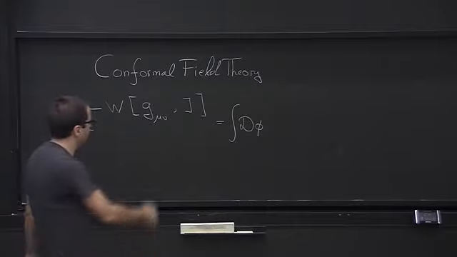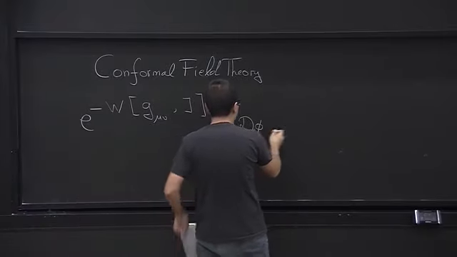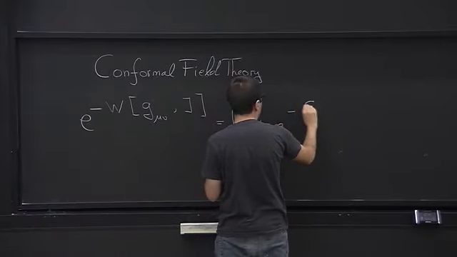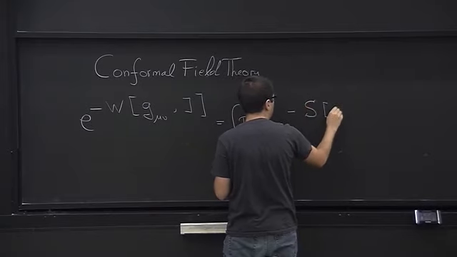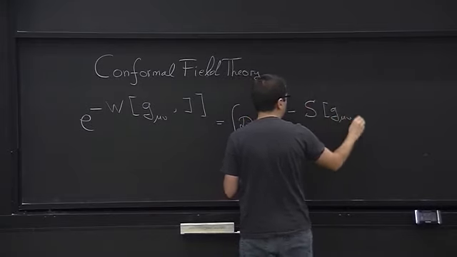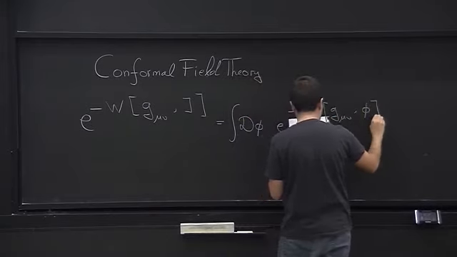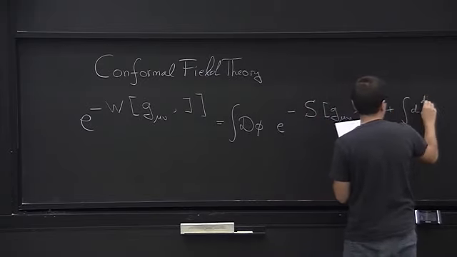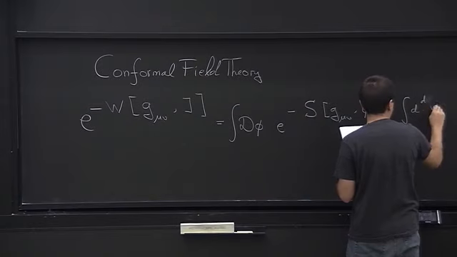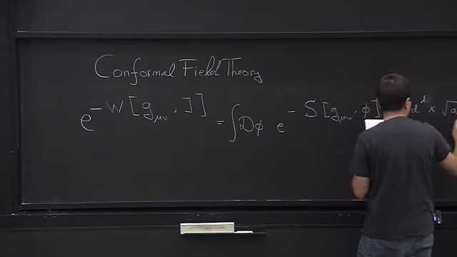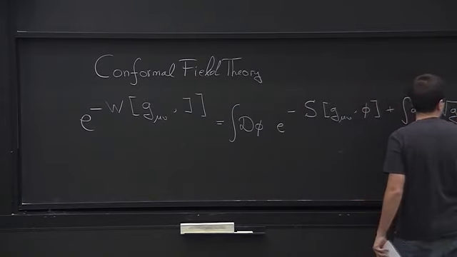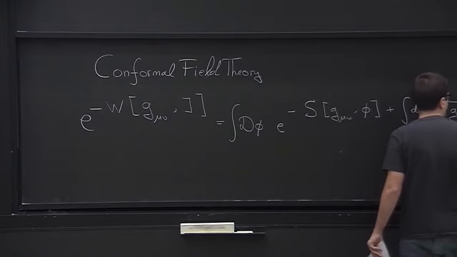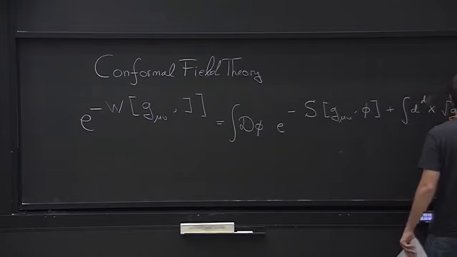But if we have a path integral, what is this object? It's some integral over fields, e to the minus some action that depends on this fixed metric, G mu nu, and this dynamical field phi. And then there is some integral that couples the current with some operators O of x.